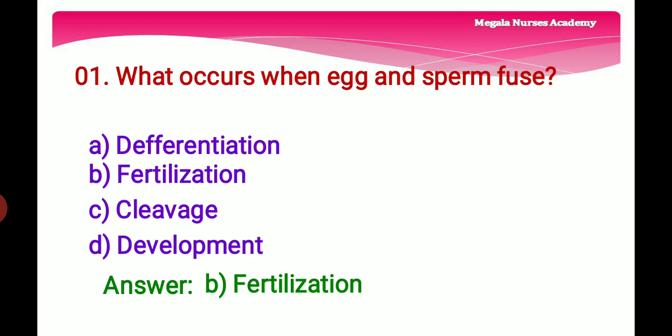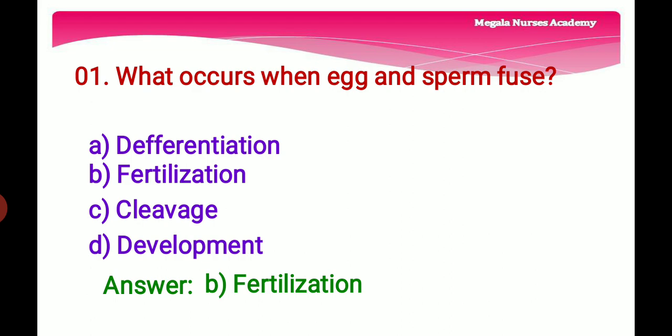Option A, differentiation, the action or process of differentiating between two or more things. Option B, fertilization, it is the fusion of haploid gametes, egg and sperm to form the diploid zygote. Option C, cleavage, division of cells in the early embryo. And option D is development. This is the process of developing or being developed. So the right answer is option B, fertilization. What occurs when egg and sperm fuse?